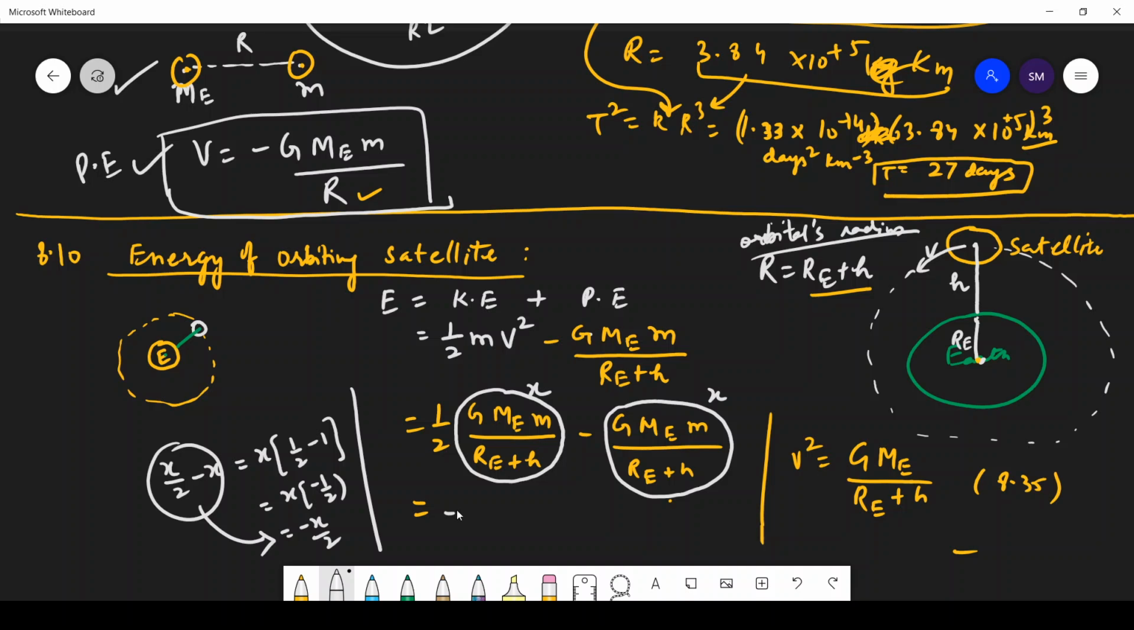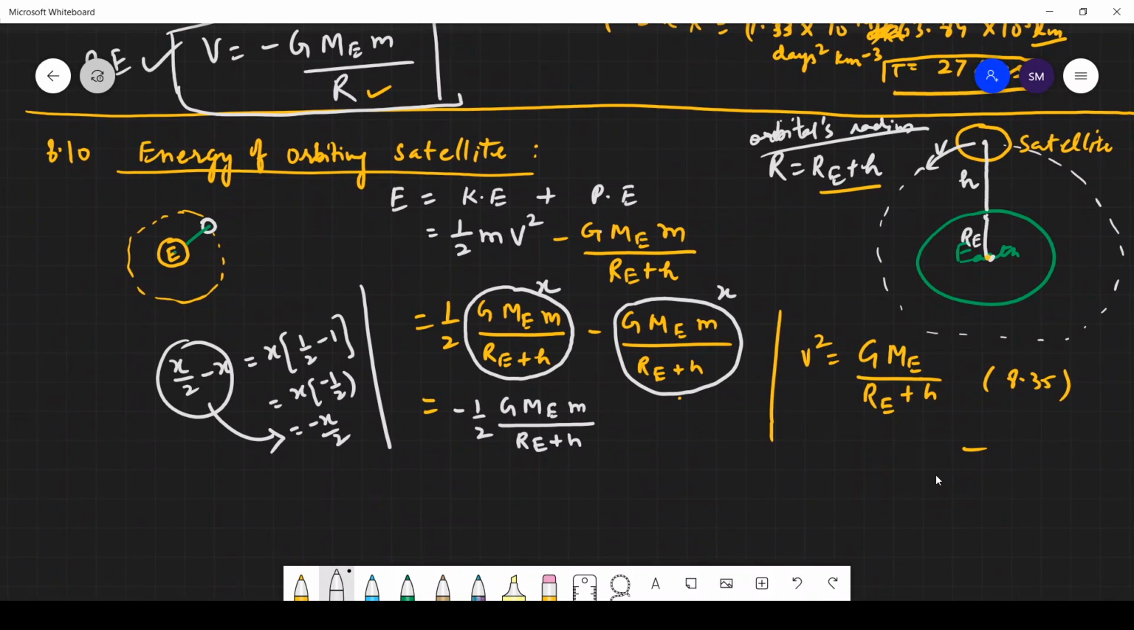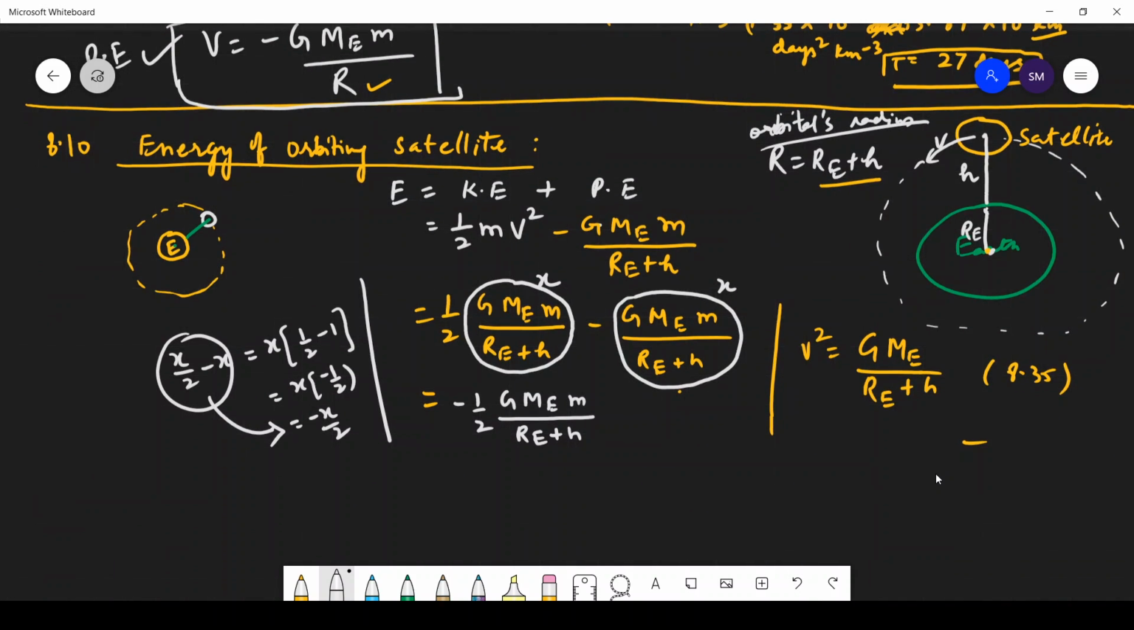Minus 1 by 2x. So minus 1 by 2. And what is your x? This is x. So GMm upon R E plus h. Students, this is the only way to understand it. Okay. Now look here, what we have just discussed with you.